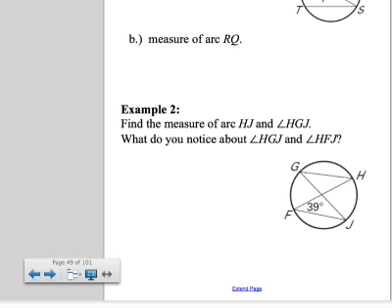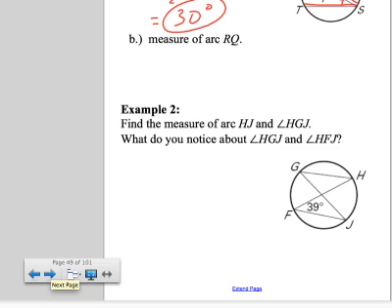So just some quick examples here. The first one says find the indicated measure in circle P. We have to find the measure of angle S. Well, there's angle S right there. It's an inscribed angle because the vertex lies on the circle. And so we know that it's half of the intercepted arc, so S is equal to 1/2 times 60. So the measure of angle S is just 30 degrees.